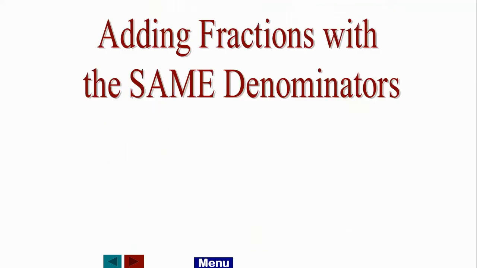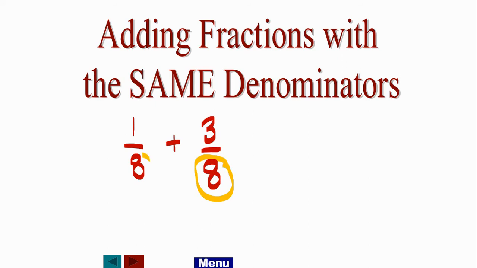Okay, we're going to look now at adding fractions with the same denominators. Now that keyword denominator means the bottom number of the fraction is going to be the same. So you might have something like 1/8 added to 3/8, where the bottom number in each of these cases is 8. It will make the maths quite straightforward.